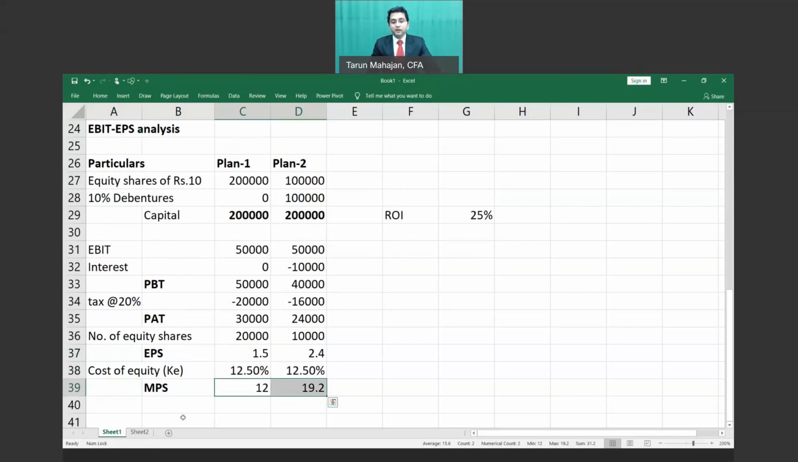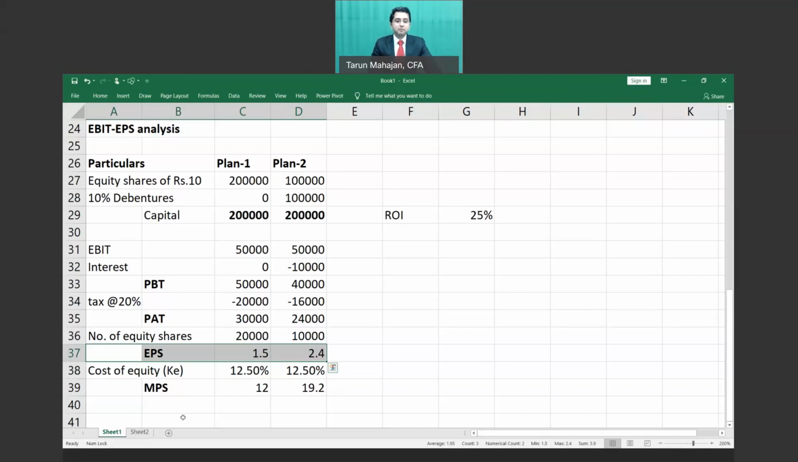Observe one thing over here, that cost of equity is the same under both plans. So one can take a decision even on the basis of EPS. If the question is silent regarding the cost of equity, you can assume that cost of equity will remain the same for all available options. And therefore, I will choose the option which has higher EPS. If EPS is higher, market price per share or fair value per share will automatically be higher.